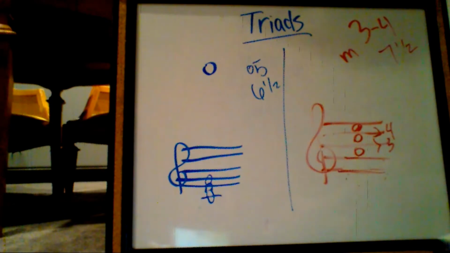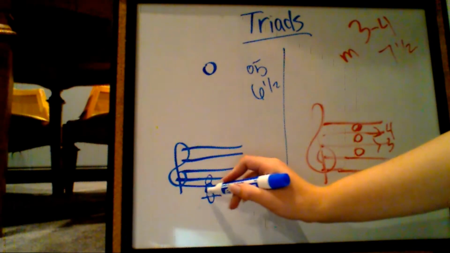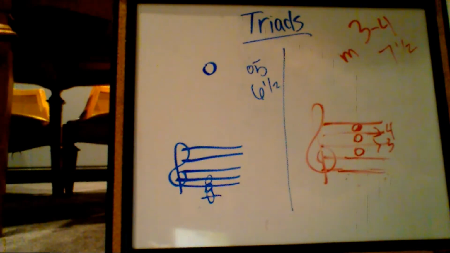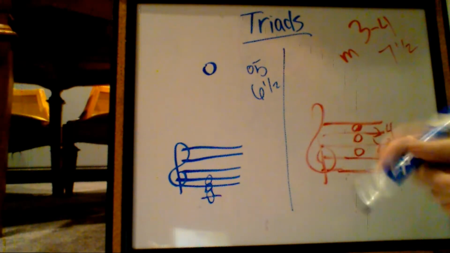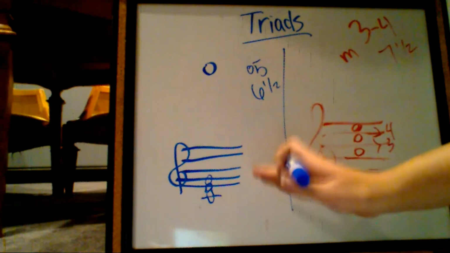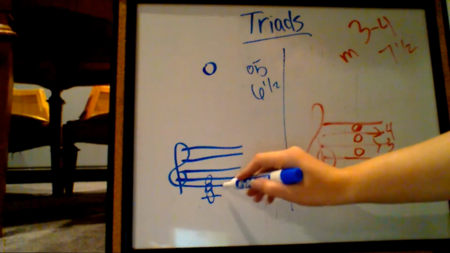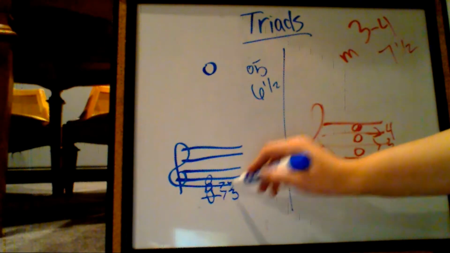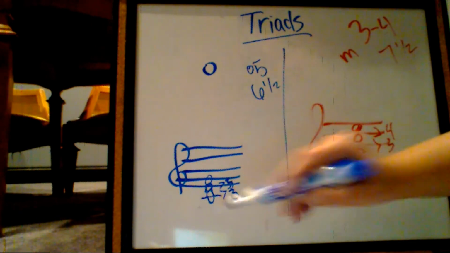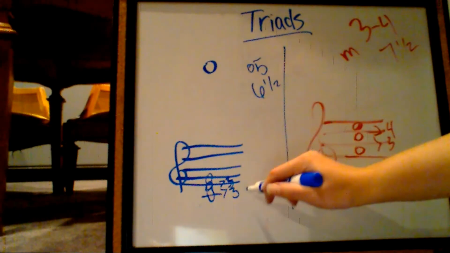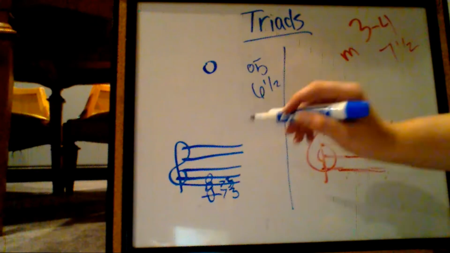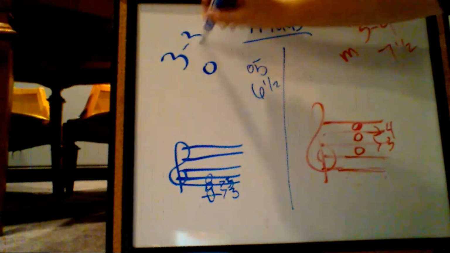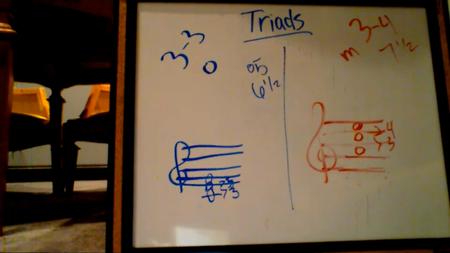Alright, so you have your 3 notes. And again, what we're going to do is just write those out beforehand. Line, line, line, space, space, space. Never changes. For diminished, however, it's 3 and 3. So we have 3 half steps between the first note and the second note, and 3 from the second note to the third note. We'll just write that up here. 3, 3. Good way to remember.